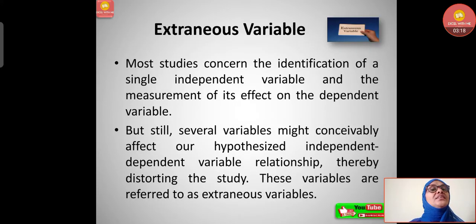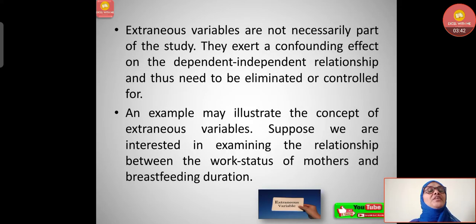Most studies concern the identification of a single independent variable and the measurement of its effect on the dependent variable. But still several variables might conceivably affect our hypothesized independent-dependent variable relationship, thereby distorting the study. These variables are referred to as extraneous variables. Extraneous variables are not necessarily part of the study. They exert a confounding effect on the dependent-independent relationship and thus need to be eliminated or controlled for.